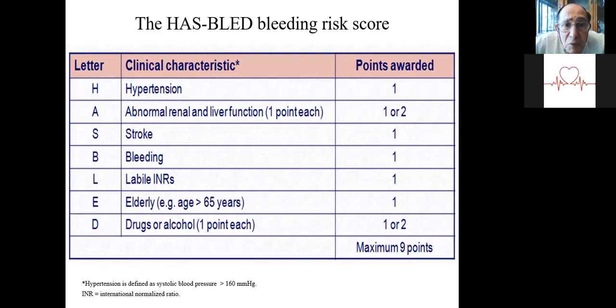The patient may be liable to bleeding. How to assess the bleeding? HAS-BLED score. Hypertension gets 1 point, abnormal renal or liver function 1 point, stroke 1 point, previous bleeding 1 point, labile INR, once above 4, once below 2, takes 1 point, elderly 1 point, taking Voltaren or drugs or alcohol is 1 point. If the patient is having 2 or more, he is liable to bleeding.